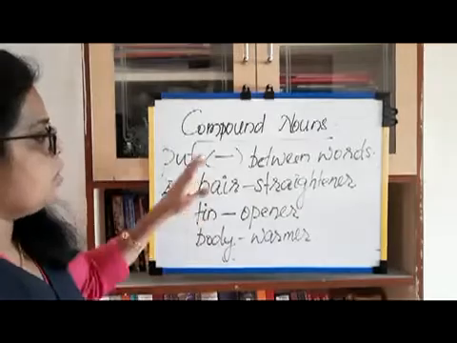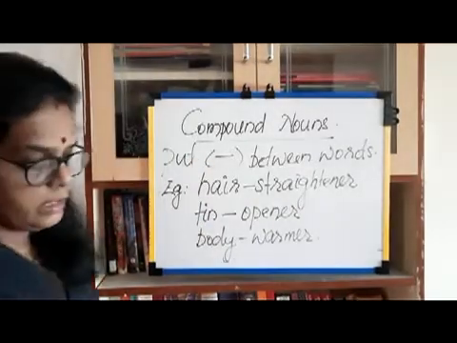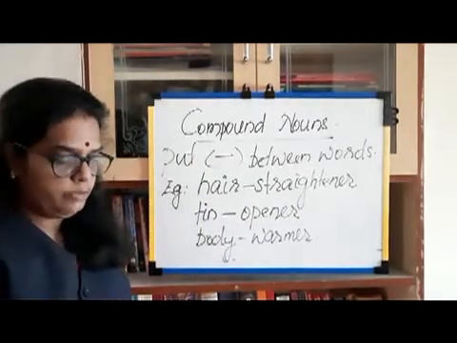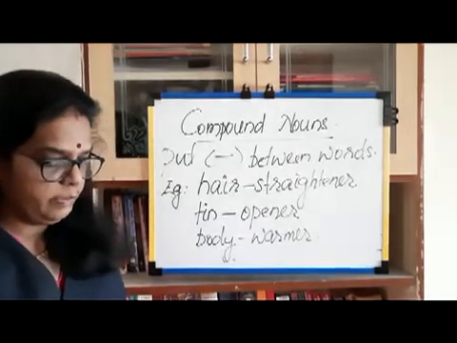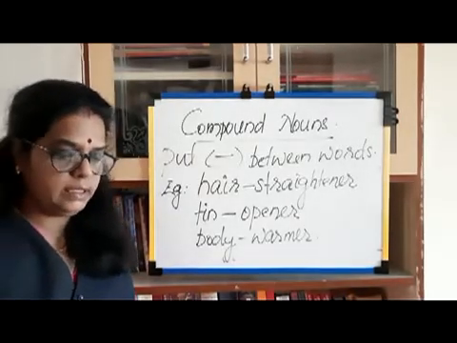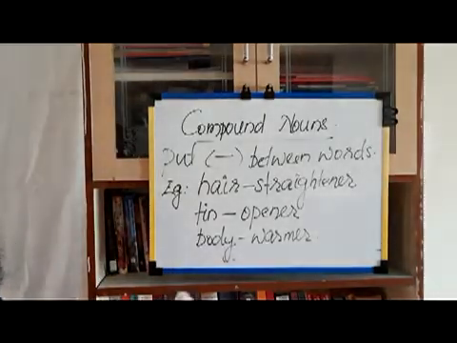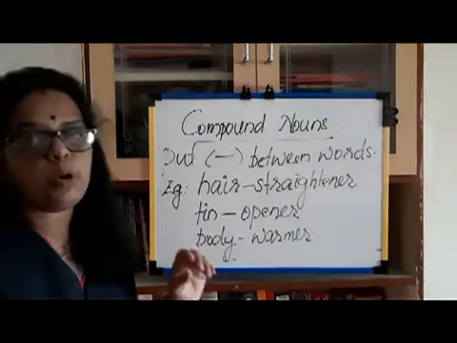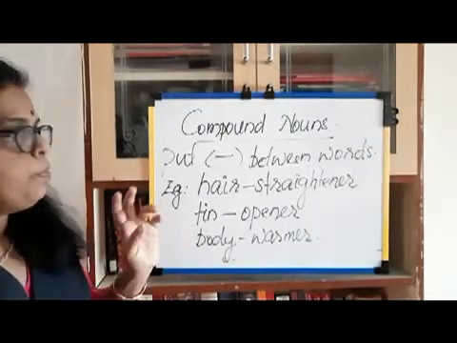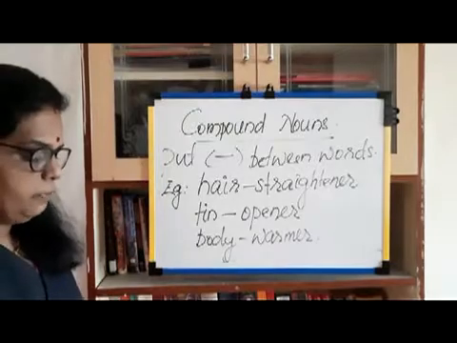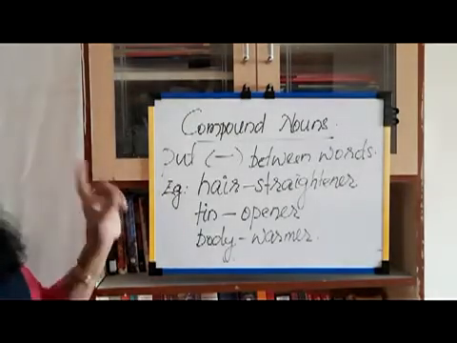Clear? These are the compound words. So what is a compound noun? Compound nouns can be formed with a verb, adjective or another noun. A compound noun is made up of two words. Compound nouns may be written as one word.